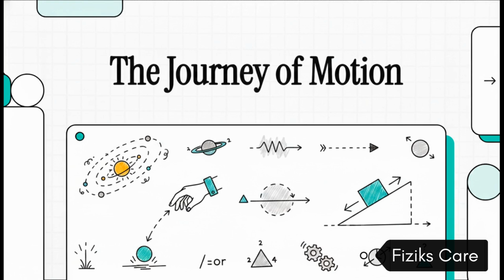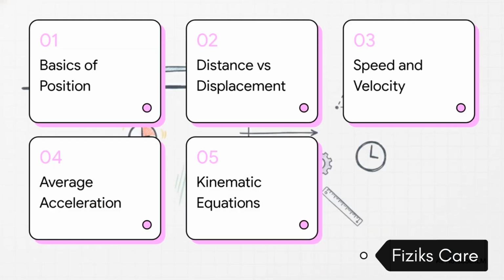From massive astronomical objects spinning out in deep space down to something as simple as a ball dropping to the floor. But to truly grasp the complex physics governing our world, we first have to strip it all down to its absolute simplest forms. So here's our roadmap for today. We're looking at the basics of position, distance versus displacement, speed and velocity, calculating average acceleration, and finally, the kinematic equations. We're going to build our understanding progressively here, starting with simply where you are, moving to how fast you're going, and ending up with the mathematical cheat codes of the universe.